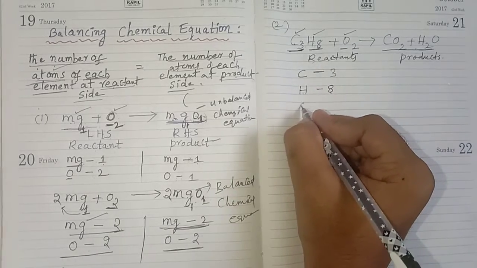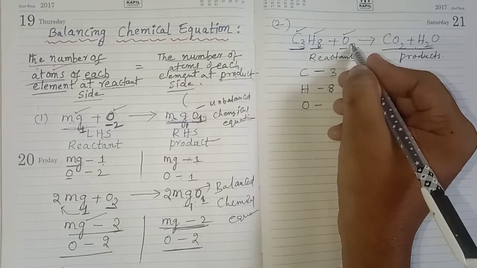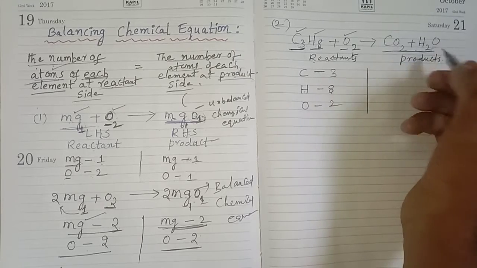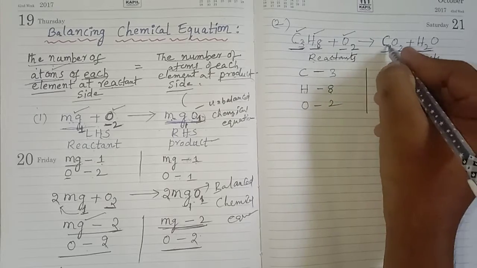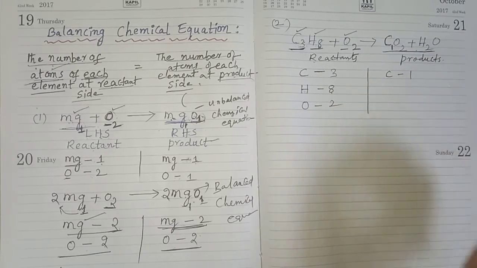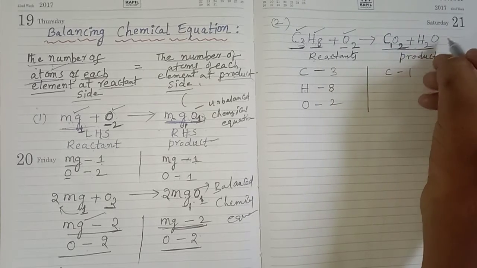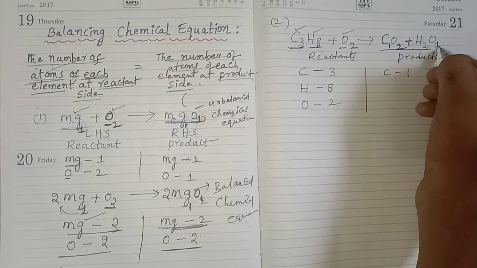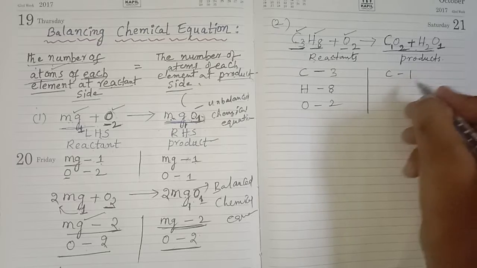Now let us take oxygen. How many oxygen atoms are present at reactant side? See here, 2 atoms. So simply we write 2. Now at product side, how many carbon atoms? If there is no value, we need to consider 1. So 1 carbon atom. Next, how many oxygen atoms are there? There is a 2 value here, 2 plus 1. If there is no value, we consider 1. So 2 plus 1 becomes 3.